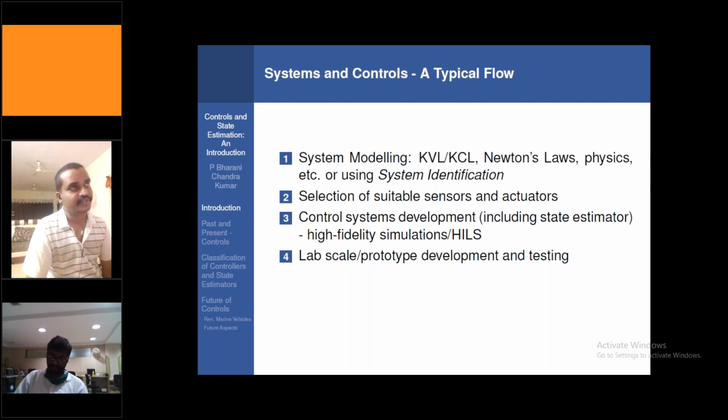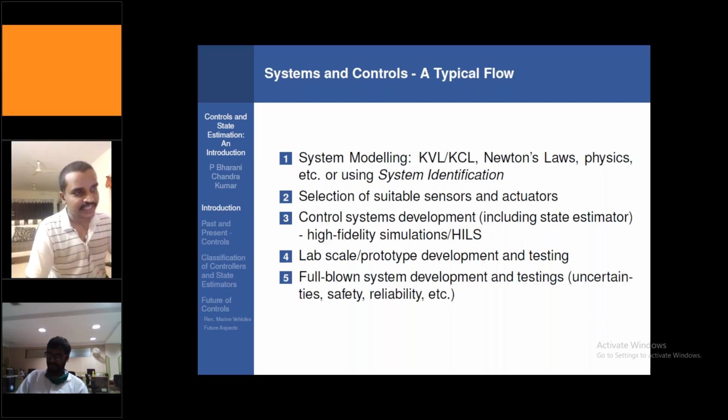So if it is a very big wind turbine, let us assume a 1 megawatt wind turbine, they will not do direct testing. They will scale it down to, you know, 1 kilowatt, and they will do all kinds of tests. And if it satisfies, then they will go for the actual. So after the lab scale, then full blown system development and testing.